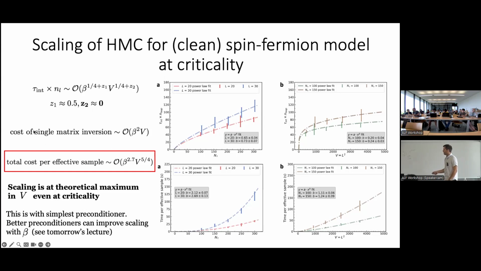But the cost of a single matrix inversion scales roughly as beta squared times V. So it's linear in the system size, so we don't have any additional problems there. But in terms of temperature, beta, it scales as beta squared. That gives an effective total cost per effective sample of beta to the roughly 2.7, and volume to the power of 5/4. So in beta, it's worse than BSS.